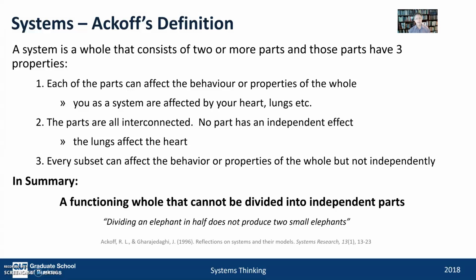Firstly, each of the parts can affect the behavior or the properties of the whole. So, for example, you as a system are affected by your heart and your lungs. Secondly, the parts are all interconnected. No part has an independent effect. For example, the lungs affect the heart. And thirdly, each subset can affect the behavior or the properties of the whole, but not independently. So he summarizes his definition by saying that a system is a functioning whole that cannot be divided into independent parts. So, for example, you can't divide an elephant in half and produce two small elephants.